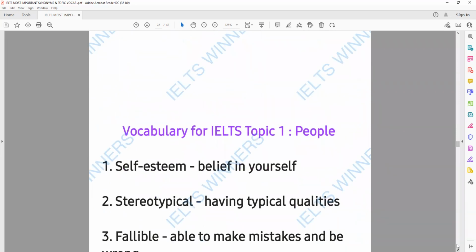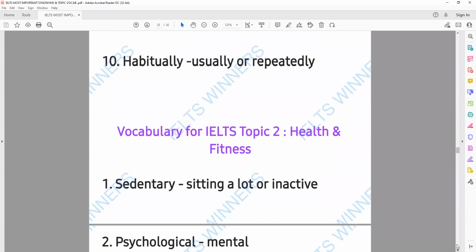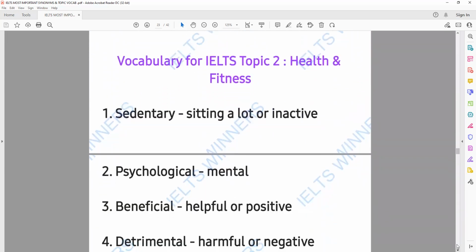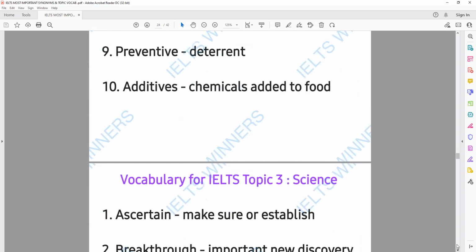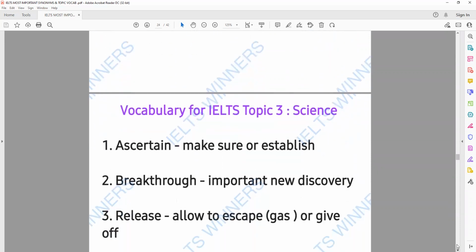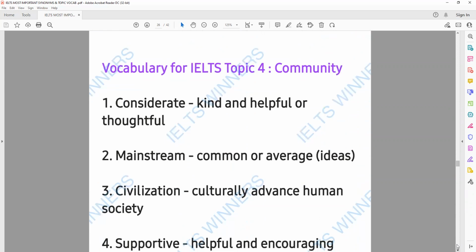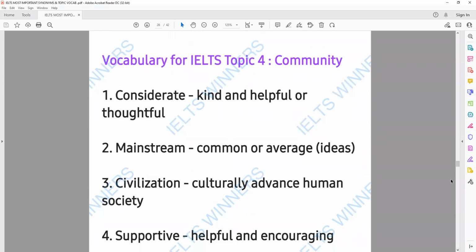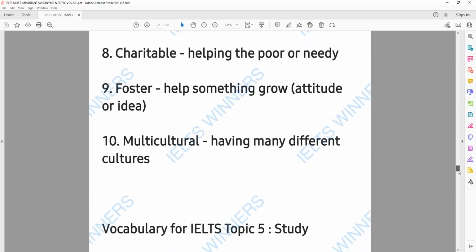After this, there are 15 common topics for the 15 common vocabularies. First one is people, second one is vocabularies in the topic health and fitness. These are all band 7, 8 and 8.5 level. Science. Then community. These topic specific vocabulary, you can get from our Telegram channel.